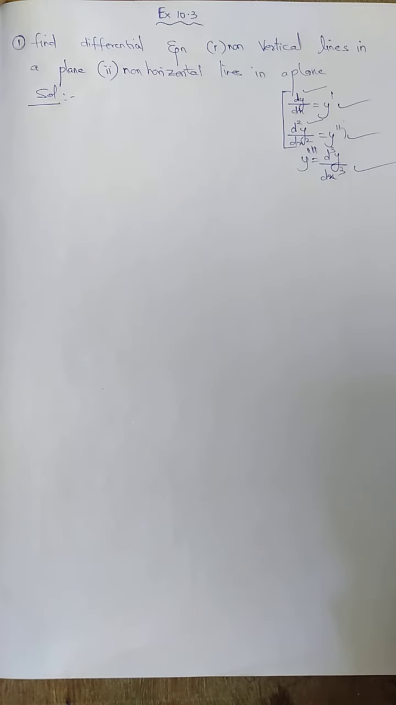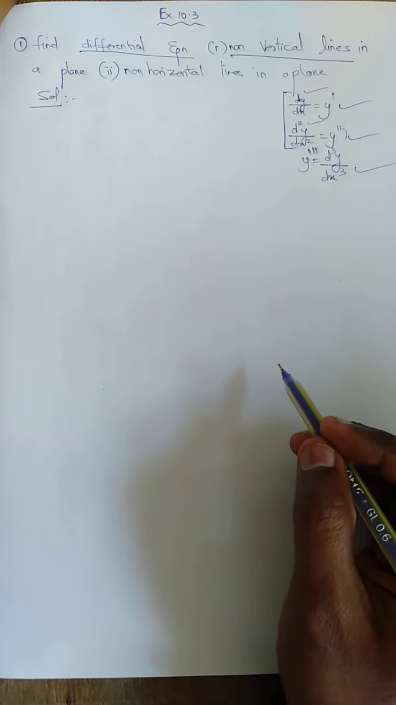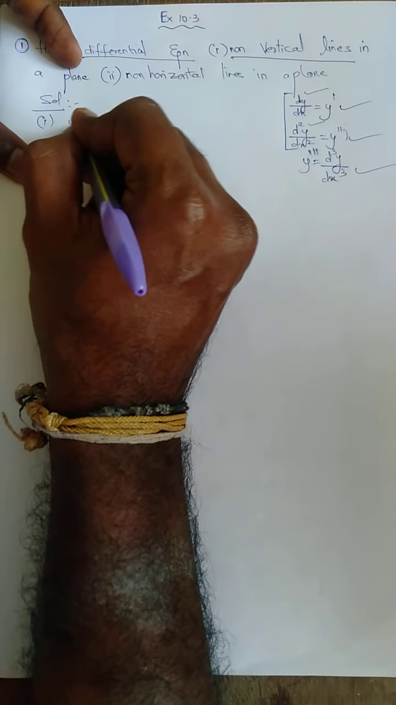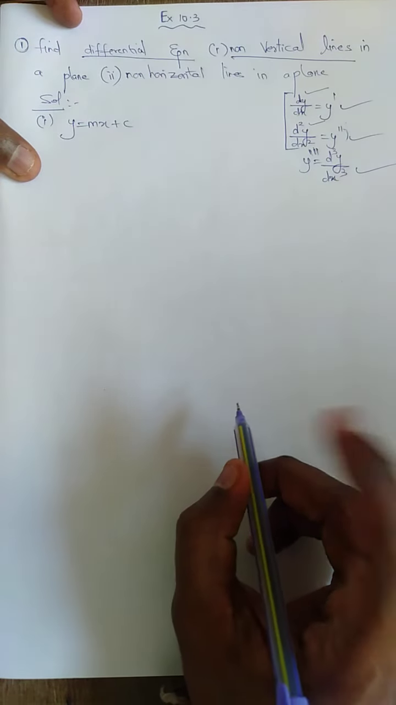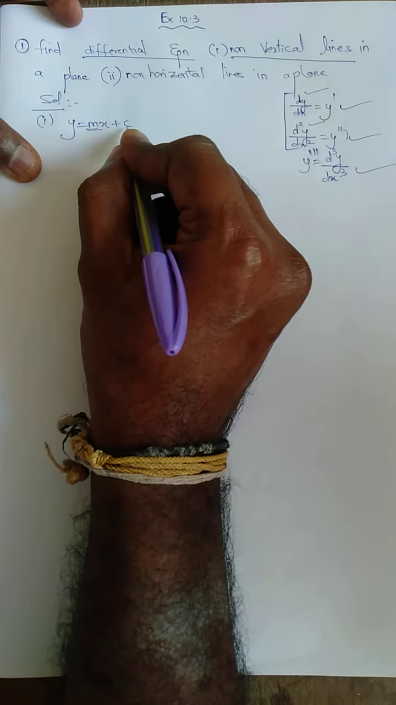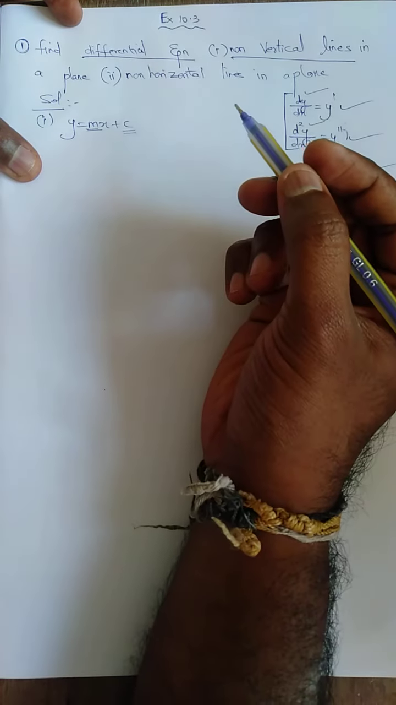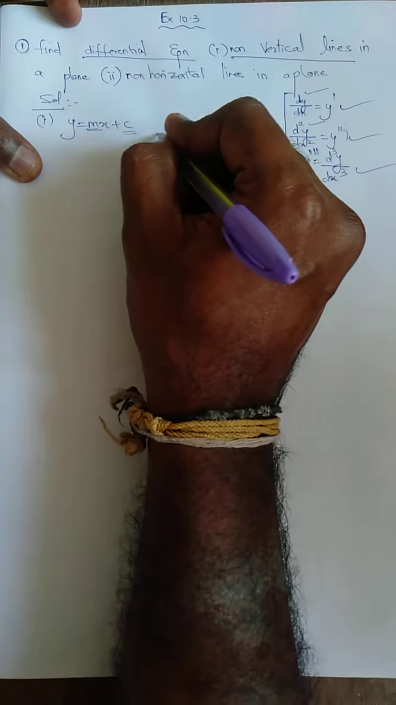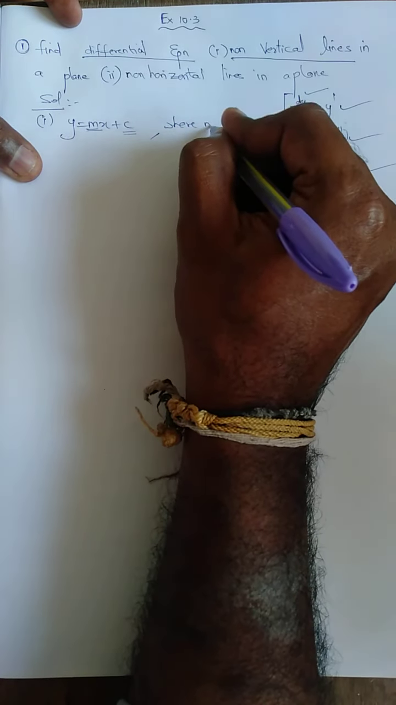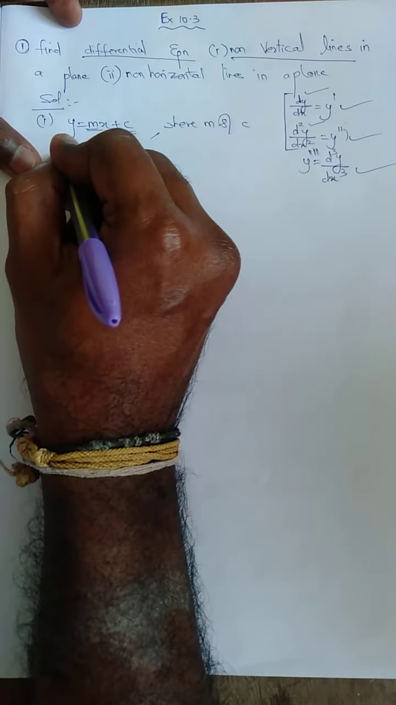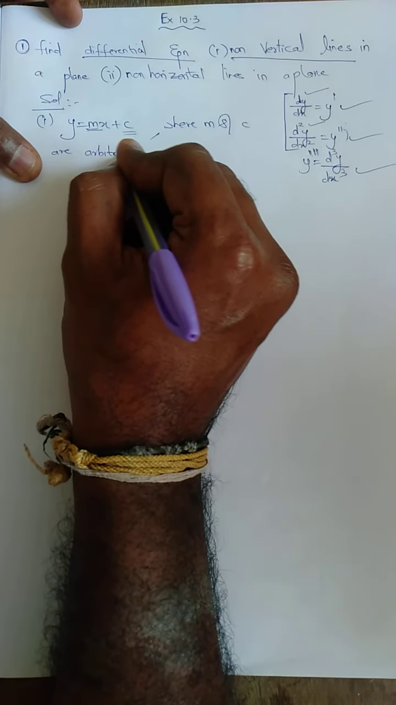So, first sum: find the differential equation. Non-vertical lines, they are speaking about lines. The line equation is y is equal to mx plus c. You need to know that this m is the slope and c is the y-intercept. Therefore m and c are arbitrary constants.